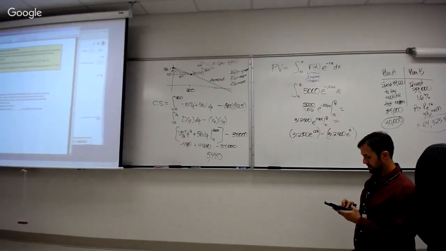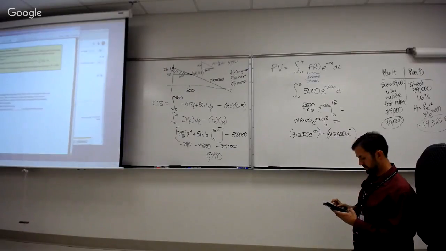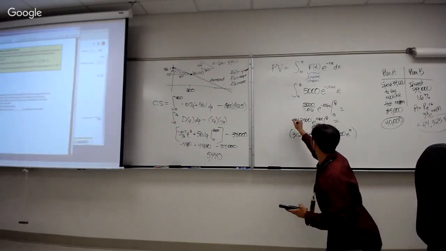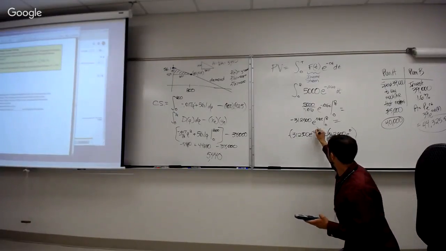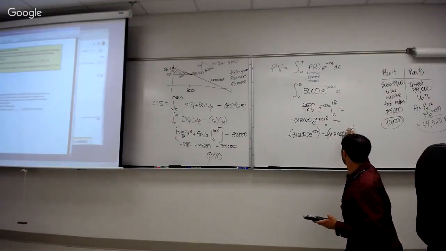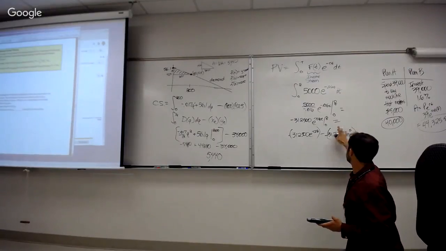So now you have to evaluate both of those. 312,500 e to the, oh, sorry, that's a negative, isn't it? Those are all negatives. Isn't the exponent a negative? Yes, thank you. My goodness. Yes, those are all negative.